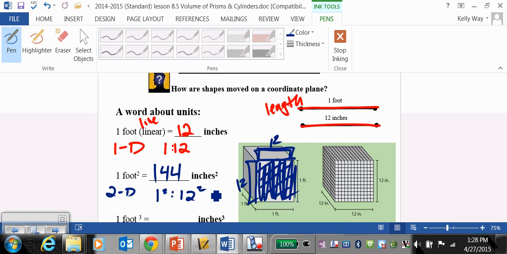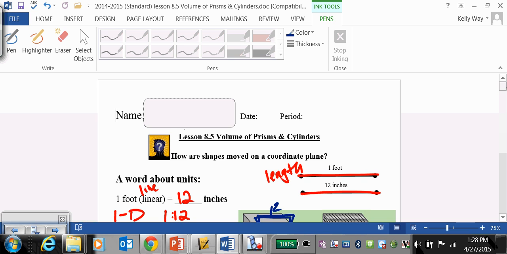Which means don't divide by... yes, sir. Yeah, you multiply. You got me there. You multiply.